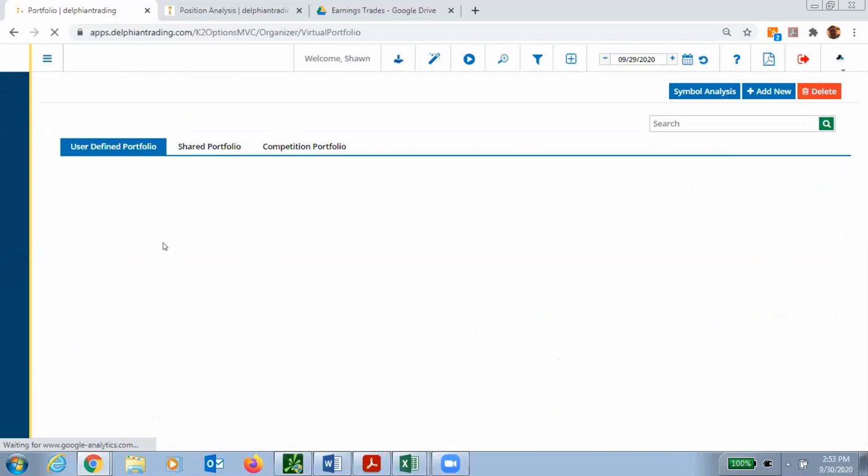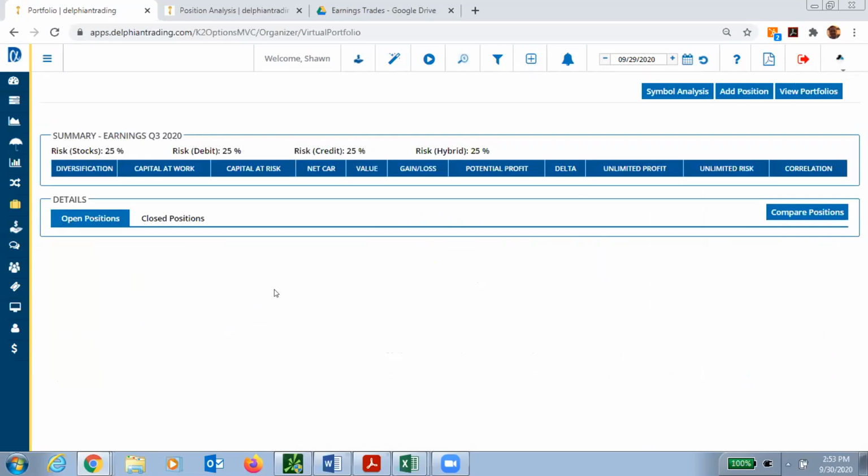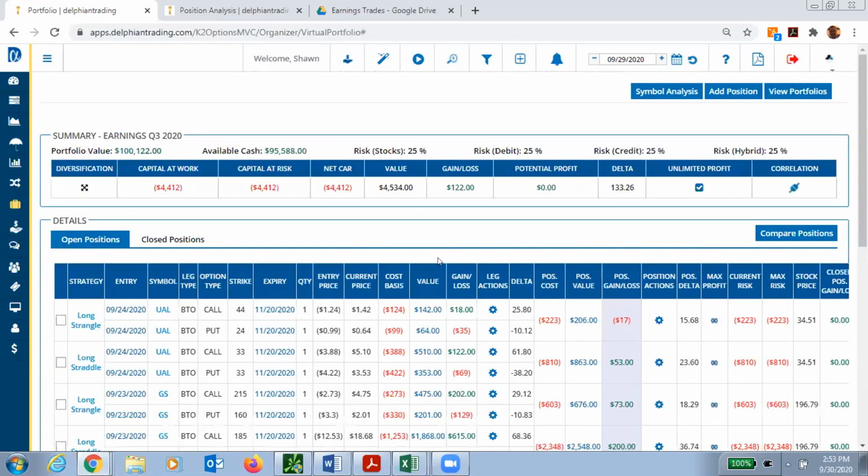If you want a portfolio that just shows those vol rise strategies, just name it earnings Q3 vol rise, and then earnings Q3 bullish runners or pre-runners or whatever. You can have a different portfolio for each of those segments, and you can see, based on that one portfolio, how that actual strategy is working and which one, based on the risk and things like that, you would prefer to trade.